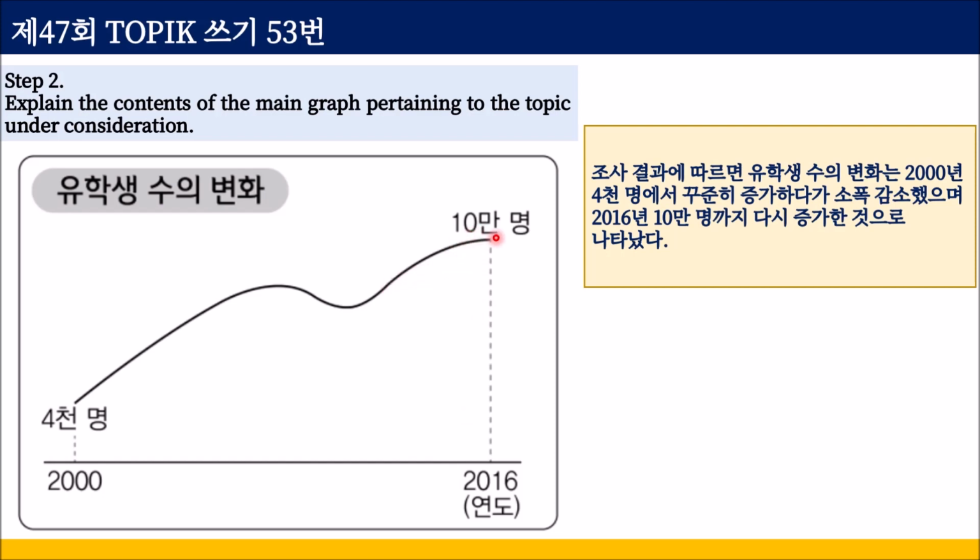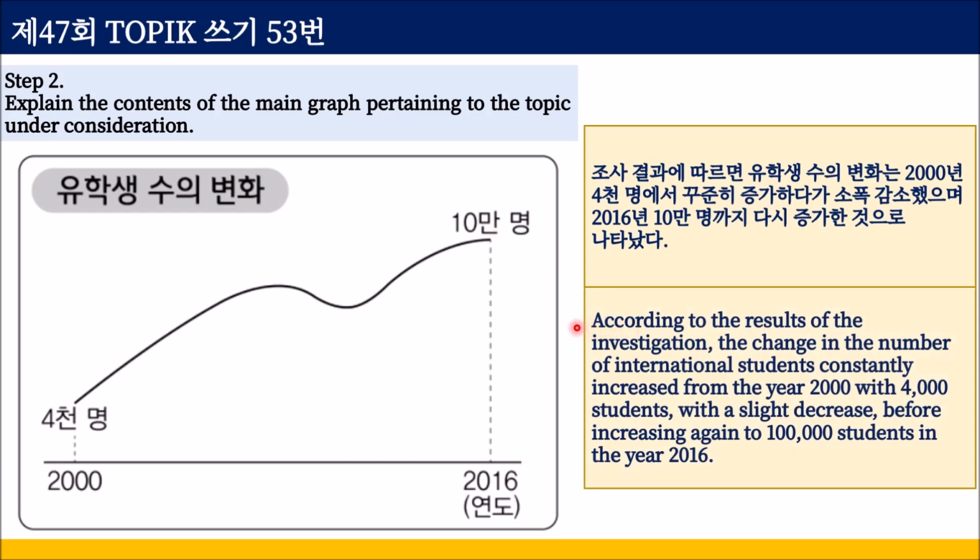In English, it means like this. According to the results of the investigation, the change in the number of international students constantly increased from the year 2000, with 4,000 students, with a slight decrease before increasing again to 100,000 students in the year 2016. Again, 조사 결과에 따르면 유학생 수의 변화는 2000년 4,000명에서 꾸준히 증가하다가 소폭 감소했으며 2016년 10만 명까지 다시 증가한 것으로 나타났다.